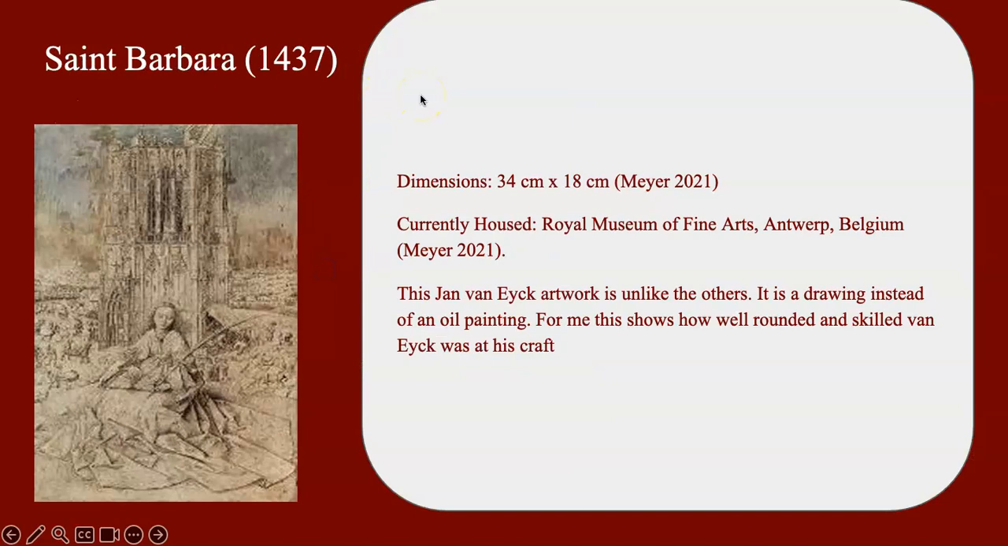All right, St. Barbara, 1437. Dimensions of this are 34 centimeters by 18 centimeters. Currently housed in the Royal Museum of Fine Arts in Belgium. This Jan van Eyck artwork is unlike the others. It is a drawing. Most of his are oil paintings. So this, for me, does show how well-rounded Van Eyck was and how skilled he was at his craft.